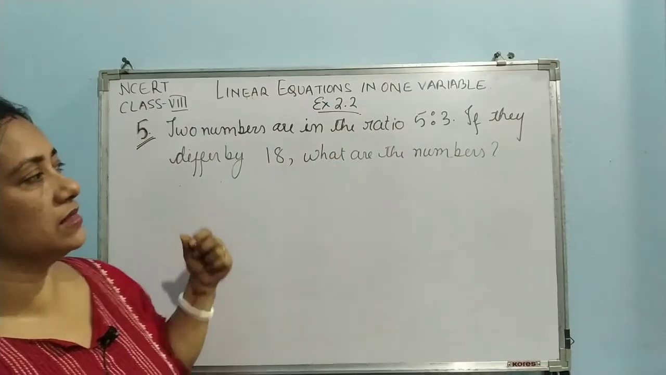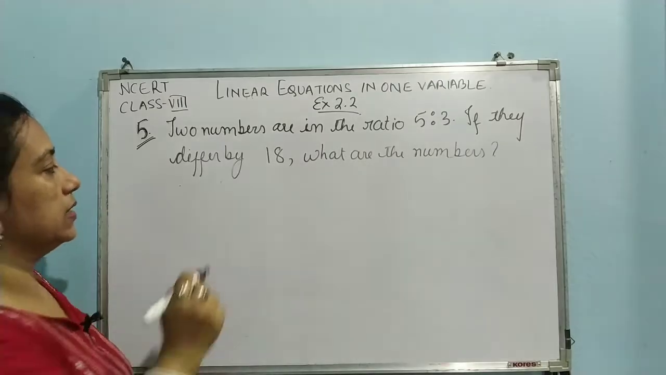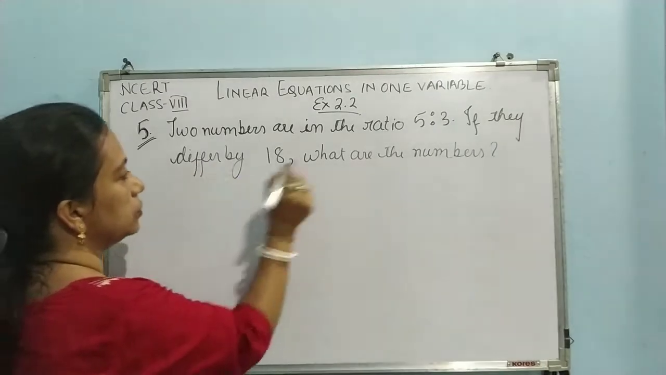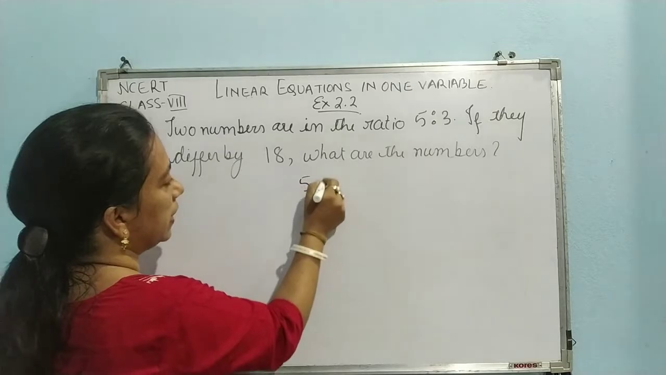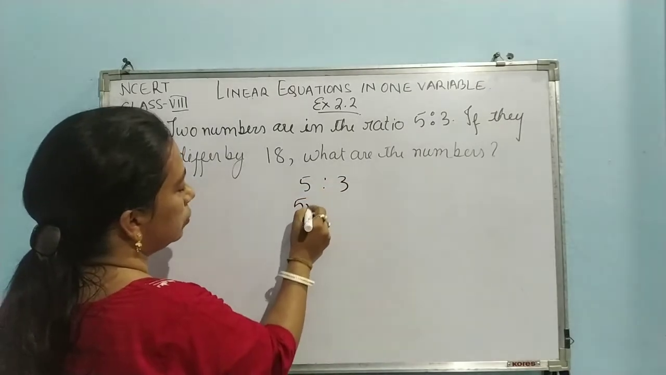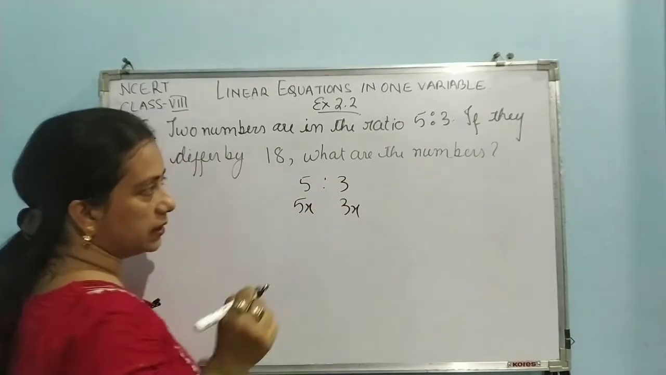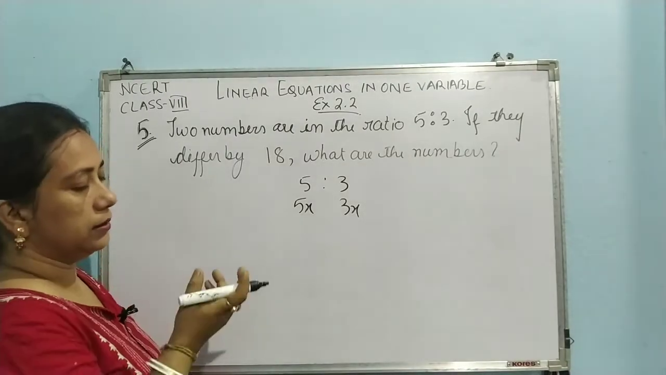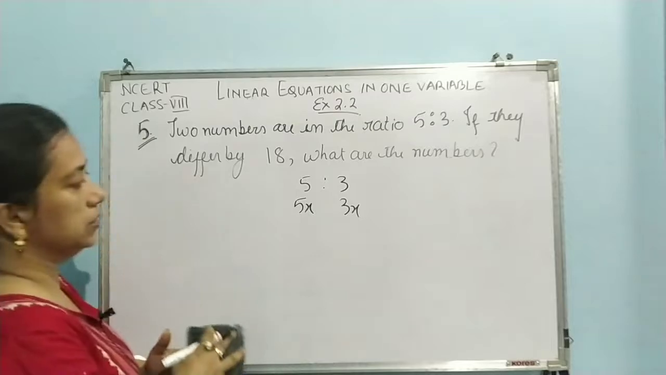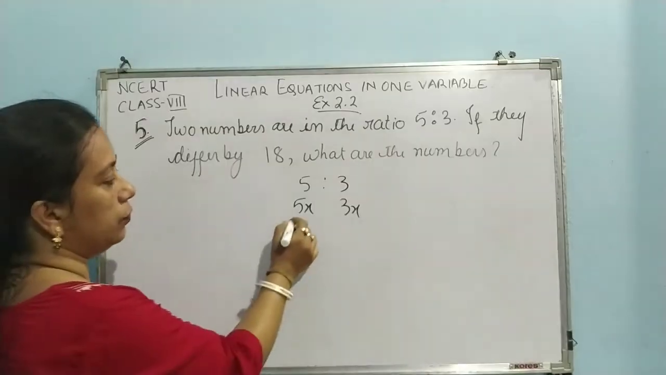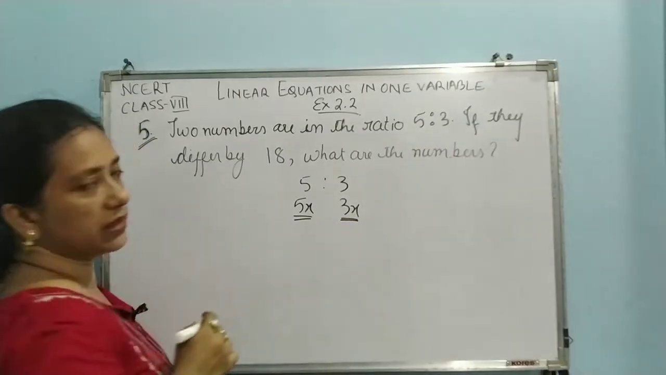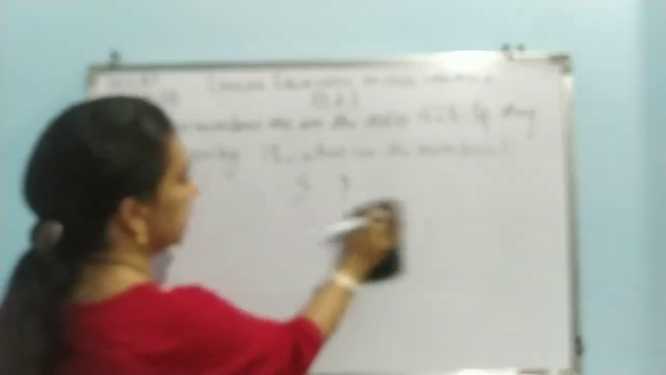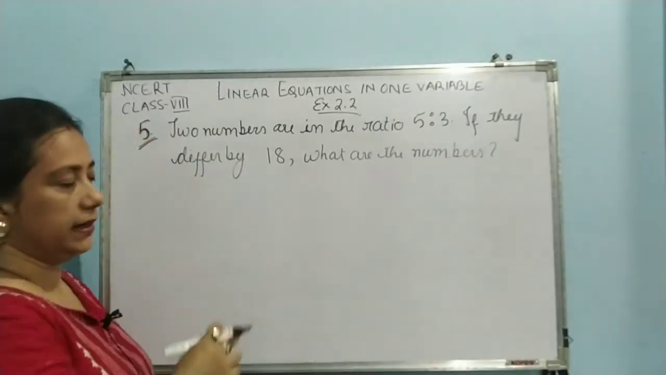If some numbers are in a particular ratio, suppose here they are in the ratio 5:3. So if I consider one to be 5x, another will be 3x. So whenever the ratio is given, it's very easy to get an idea about the numbers, isn't it? Now I think all of you are clear why we are taking 5x and 3x. If someone is having confusion, let me explain a little bit on this.